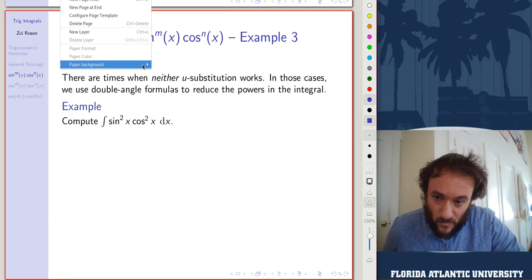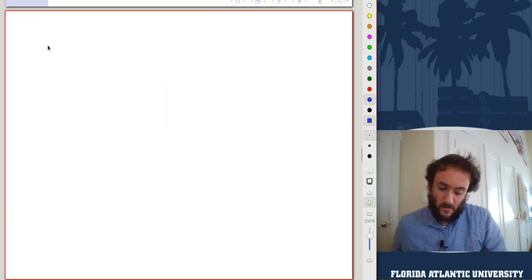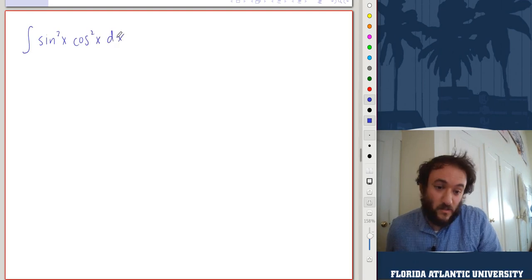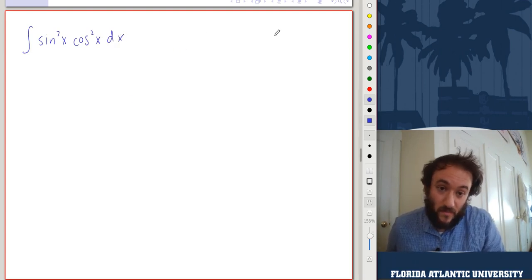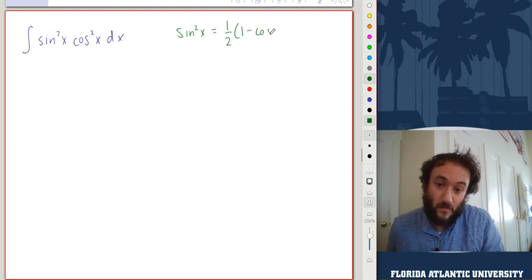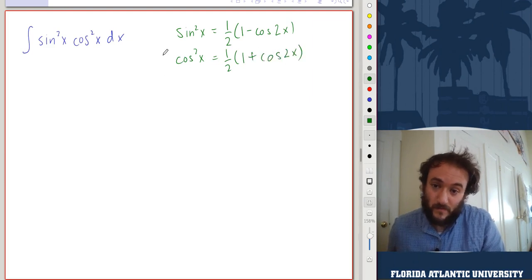we're going to clear this. So given that neither of those are possible, we have our integral of sine squared x cosine squared x dx. We're going to apply the double angle formulas. And recall that those are sine squared x equals 1/2 times 1 minus cosine 2x, and cosine squared x is equal to 1/2 times 1 plus cosine 2x. Okay.